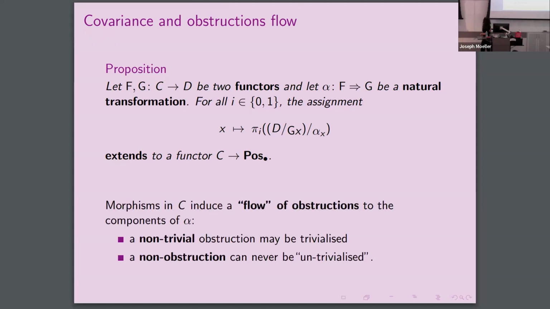And the intuitive consequence of this is that morphisms of C induce a kind of flow of abstractions to the components of alpha, under which flow you could think that a non-abstraction can never be trivialized. It's always sent to another non-abstraction, and this is by definition of a map between pointed posets. They must always preserve the base point, which is always the trivial abstraction, but a non-trivial abstraction may be trivialized.